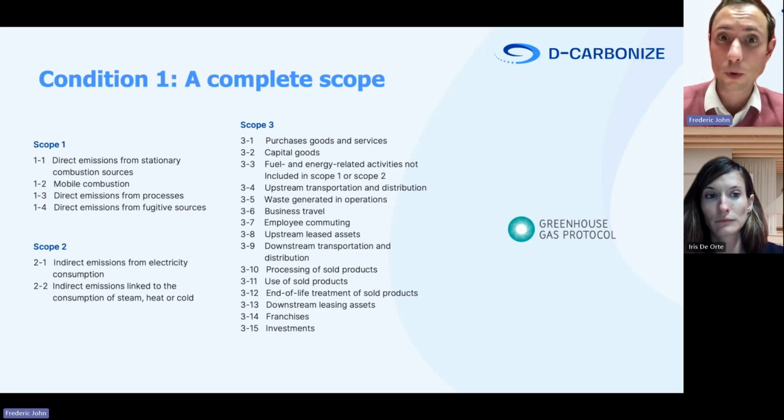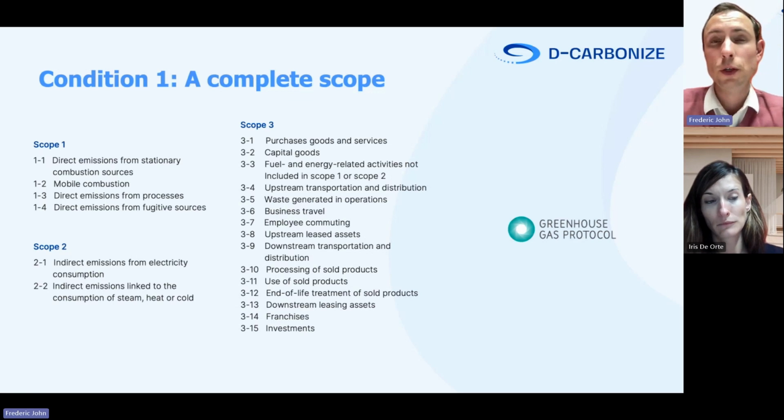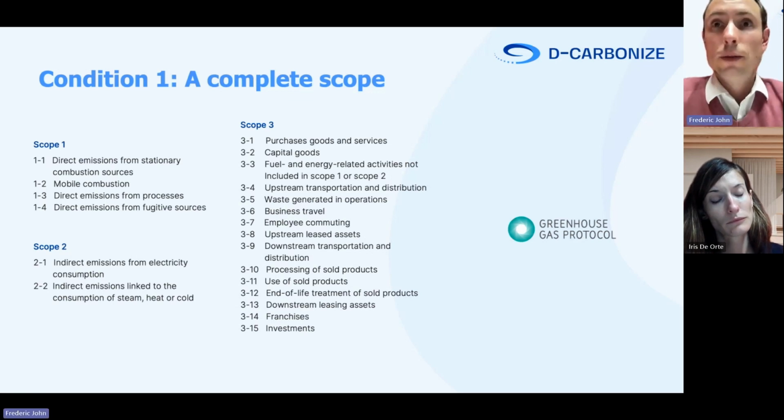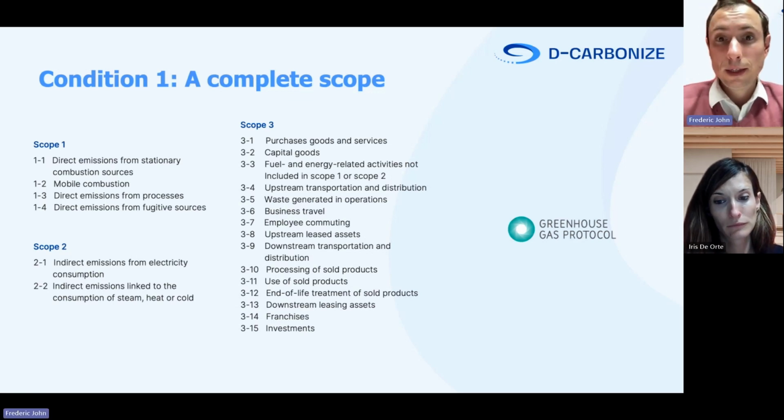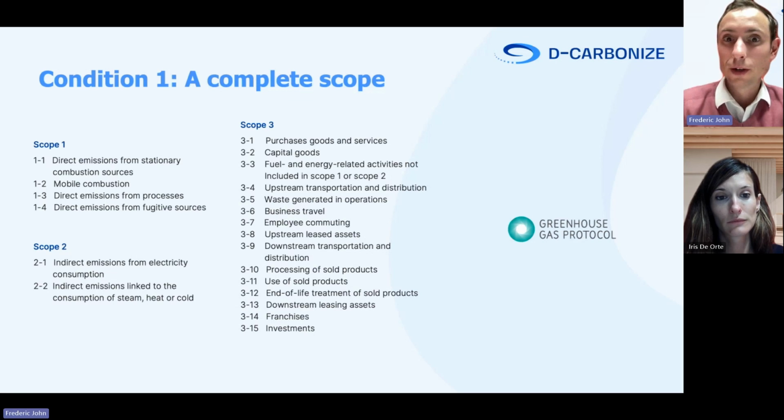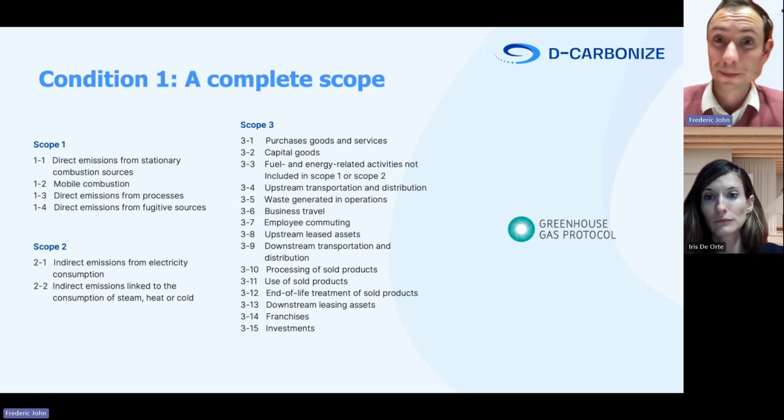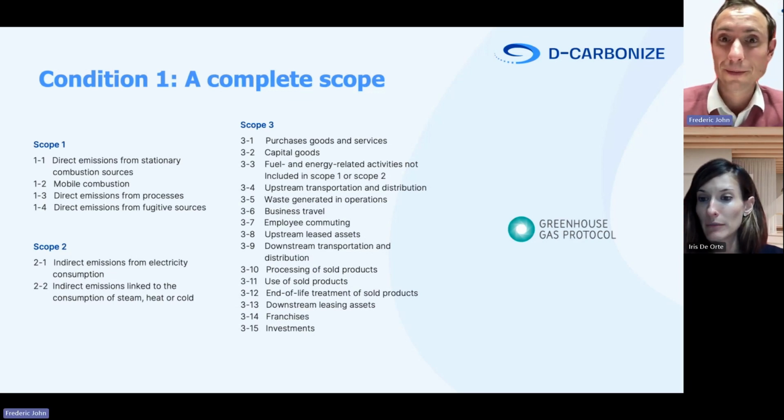Now let's take another example. We work with some law firms. The service that they give doesn't require any energy to be used. It's pure consulting. So in that case, you cannot expect any emissions in the use of sold products. Thank you for the question, by the way. Sometimes a bit tricky.